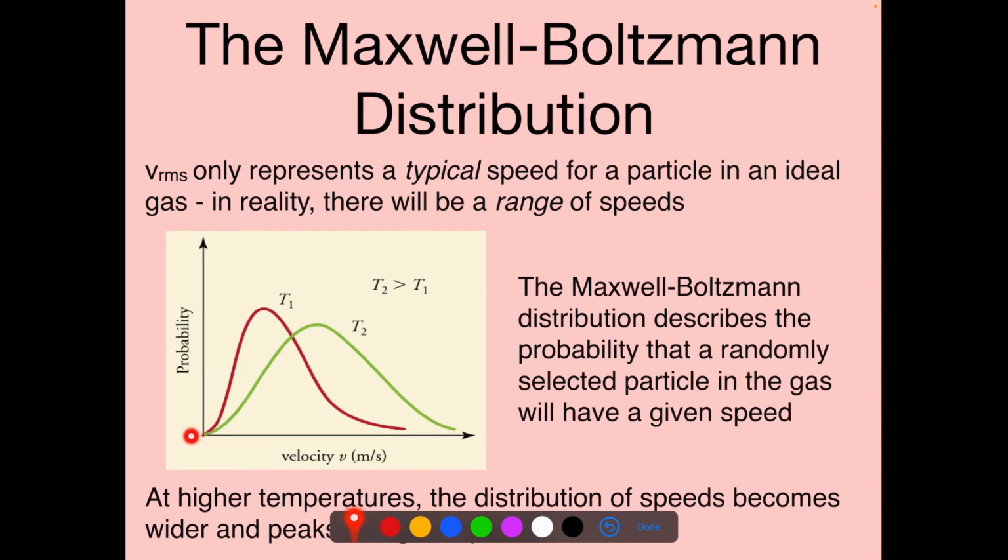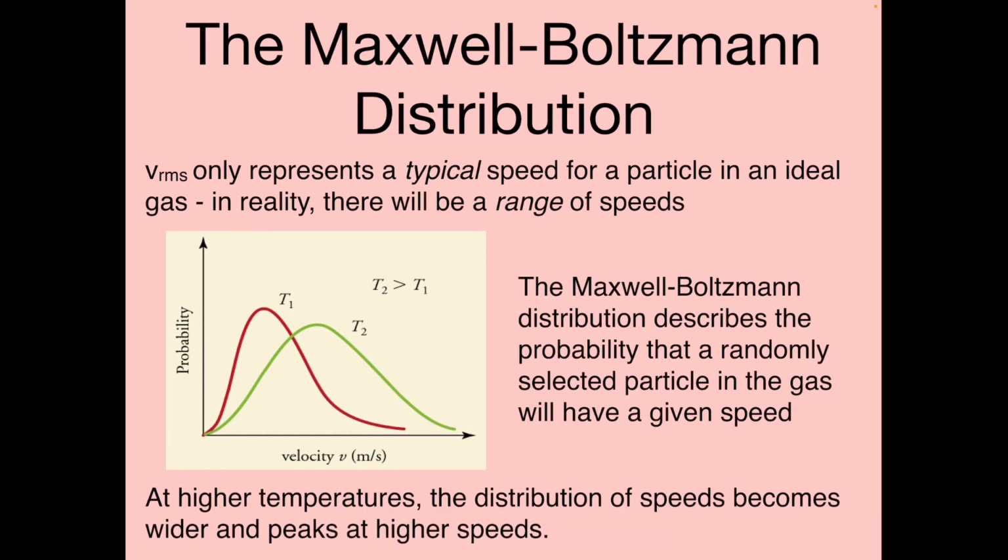At low speeds, you're going to see very low probability, so there aren't that many particles moving super slow. But then it starts to go up, and then it peaks somewhere. So this is the most probable speed. This is our VRMS up here. And then it begins to go back down. There aren't that many particles with super high speeds either. So everything is kind of clustered in this area. Now, this is what we call our distribution, that little curve that shows us the probability of getting different speeds.